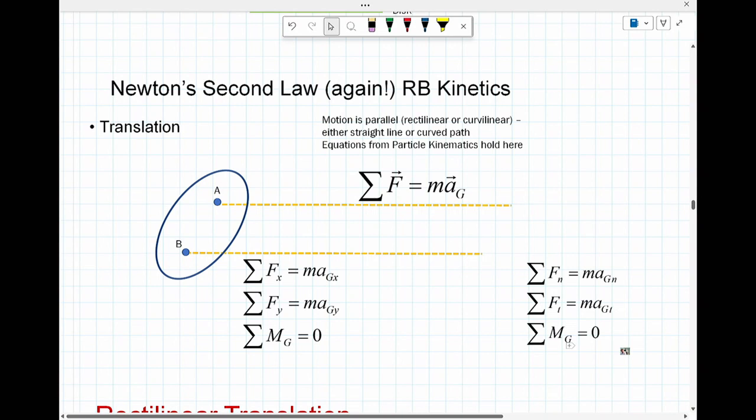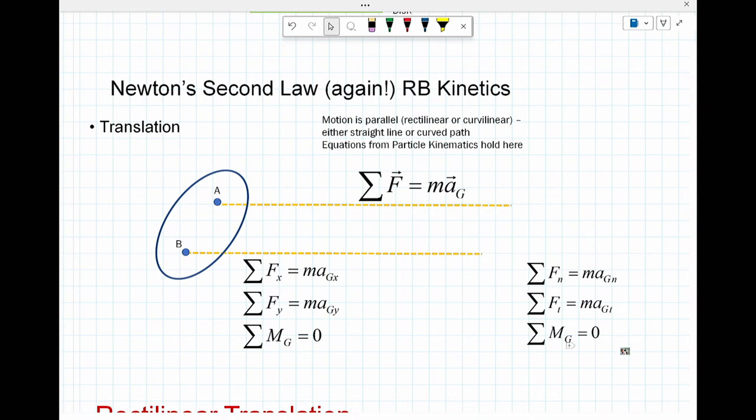You dealt with rigid body kinematics, so that was kinematics, this is kinetics. Sum of forces in x, sum of forces in y, sum of moments about G. Sum of forces in the normal direction, sum of forces tangential, and sum of moments is equal to 0 when you have a body in translation. It's not rotating, it's just translating. So rigid body, the pen is moving across here like this, and it's not rotating.